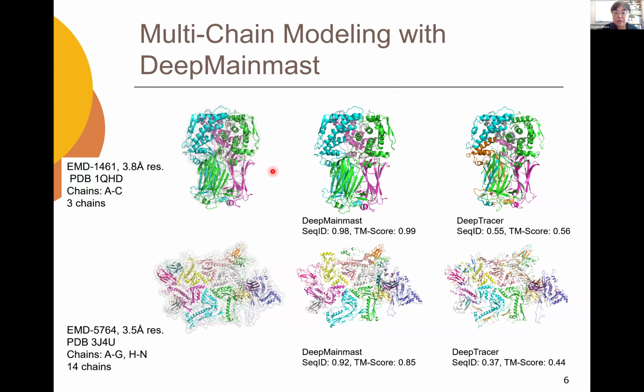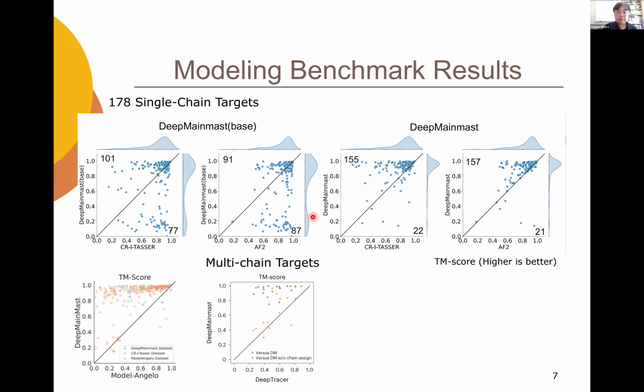The method also works for multi-chains. Now this is some comparison between DeepMainMast and some other methods. If I compare DeepMainMast-based tracing against AlphaFold 2 on these 178 cases, the X and Y axes are TM score, which is a kind of percentage of correctly aligned positions. Well, it's almost a tie.